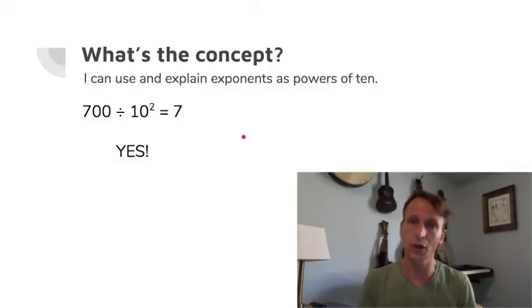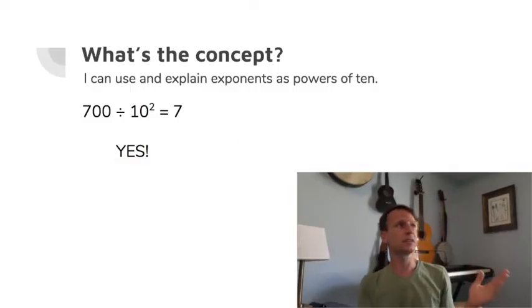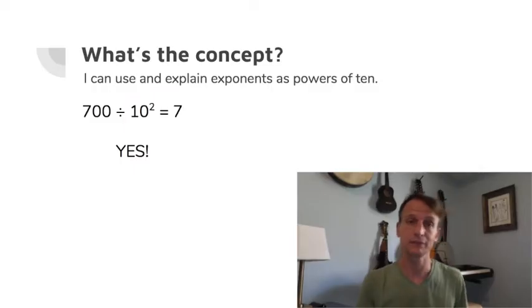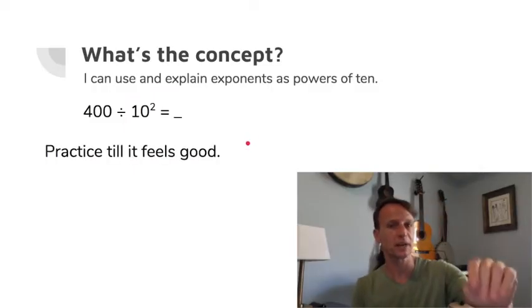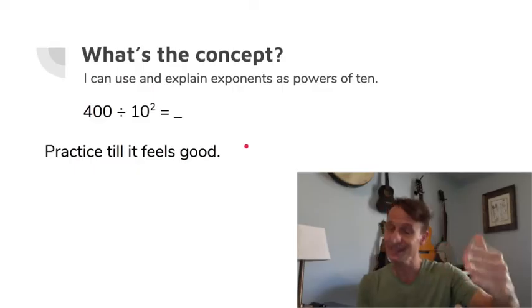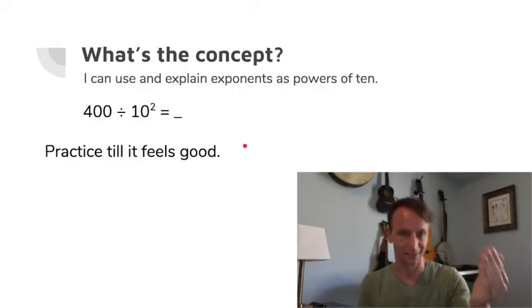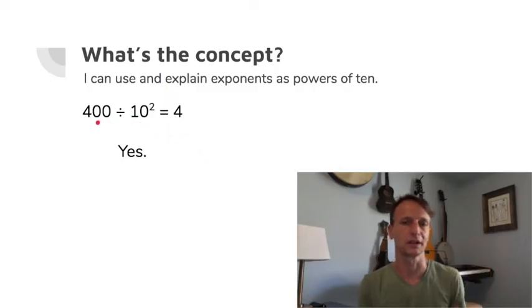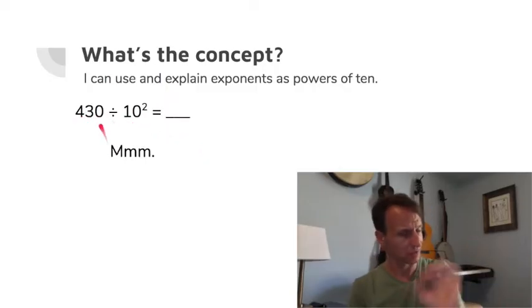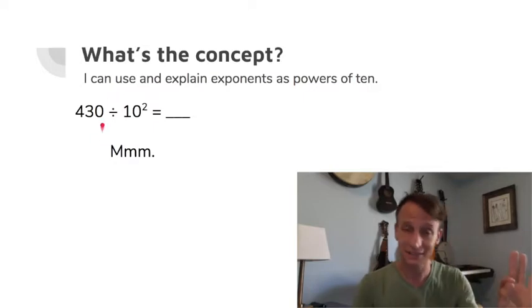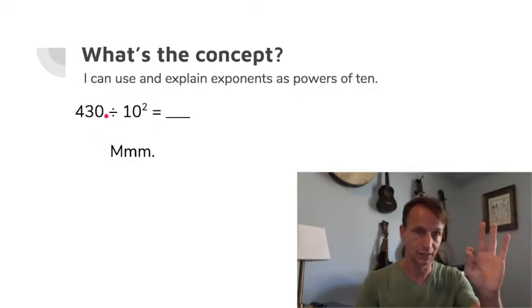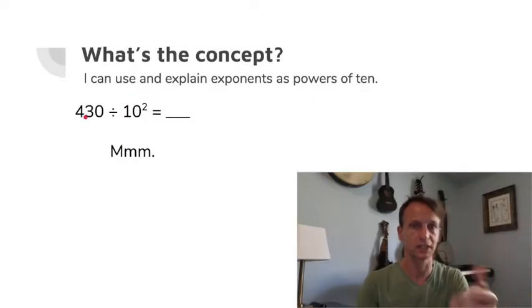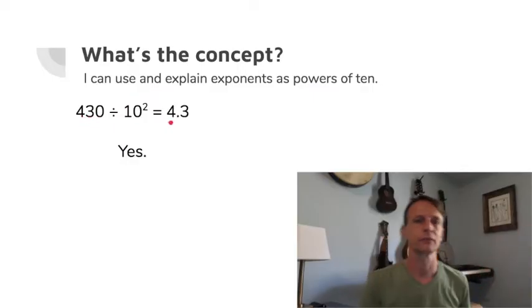Now, I bet when you woke up this morning, you didn't say, I bet by the end of this day, I will be dividing by exponents. You're doing it. All right. 400 divided by 10 squared. 4. Okay? 1, 2. It's 4. All right. 430 divided by 10 squared. Yes, same concept. 1, 2 places, decimal point goes here. 4.3. 4 and 3 tenths.